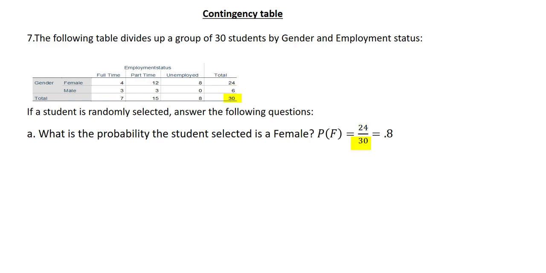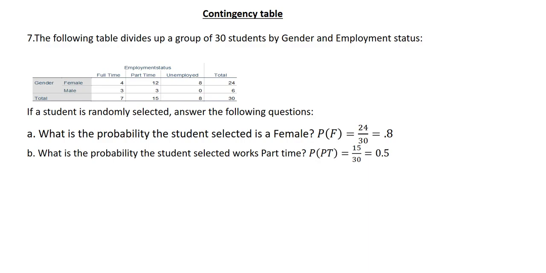So the probability in this case will be 0.8. We can also write that as a percentage, 80%. Then what is the probability the student selected works part-time? Again, we look in the table and find how many people work part-time. In this case, it's 15 out of 30, which will be 0.5 or 50%.